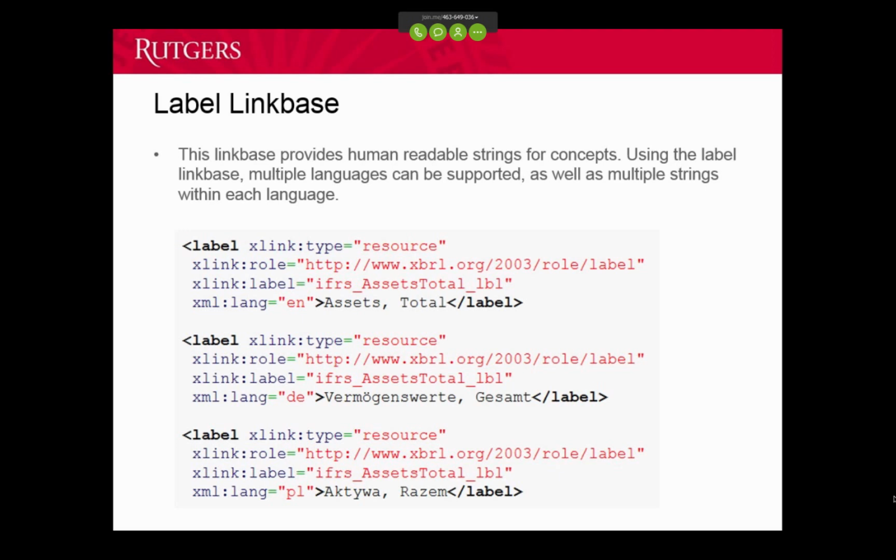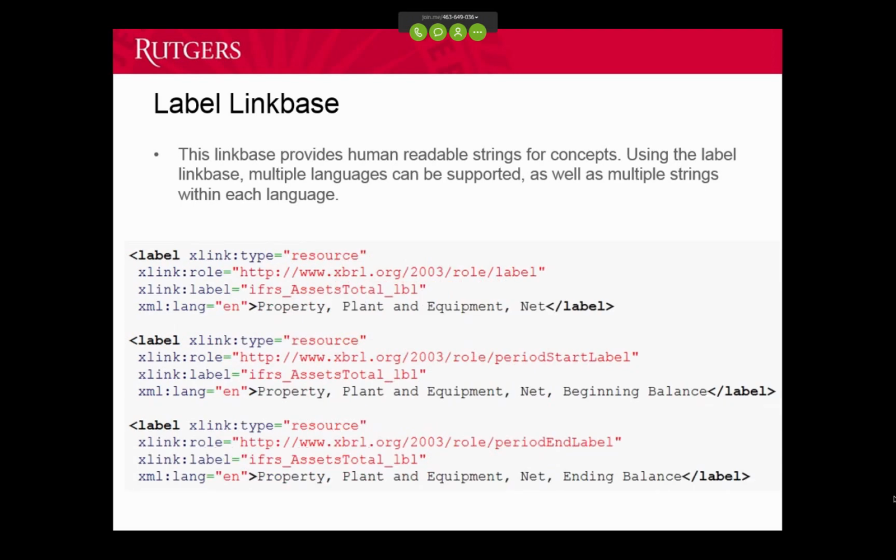So also, you can give different names in the same language depending on the role of the label, okay? So each label can take on different roles. Here the role for this concept is just the label, and this role drills down a little bit. It's the period start label. So if you see this concept with this role, then it'll give a different label to this concept. And here period end gives this concept an even different label with ending balance, all right?